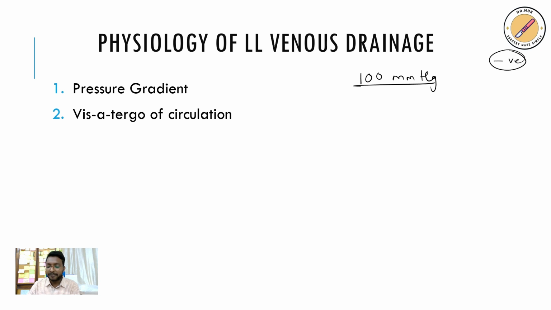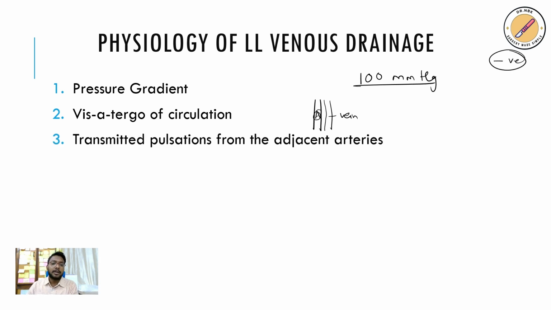The second one is the Vis-a-tergo of circulation. What is it? Let's say, for example, you have got a named artery here. Wherever you have got a named artery, in the adjacent area you will be having a vein. So you know that arteries are pulsatile. Whenever this artery is pulsating, pressure will be exerted by this pulsating artery on the adjacent vein. That is called the venous circulation effect, the same as transmitted pulsation from the adjacent arteries.